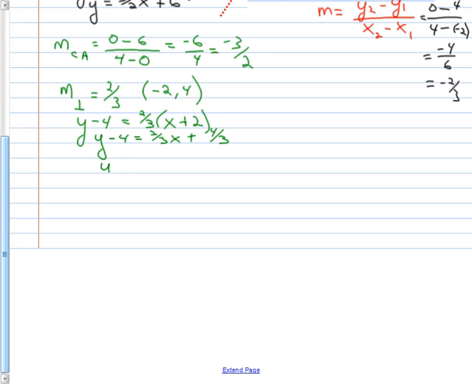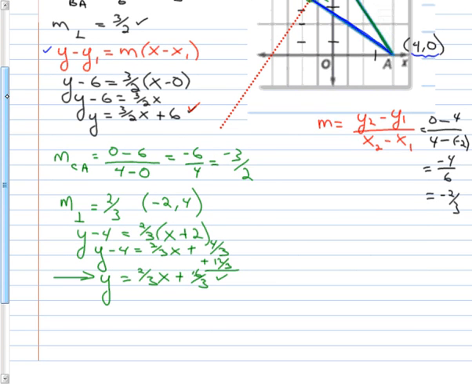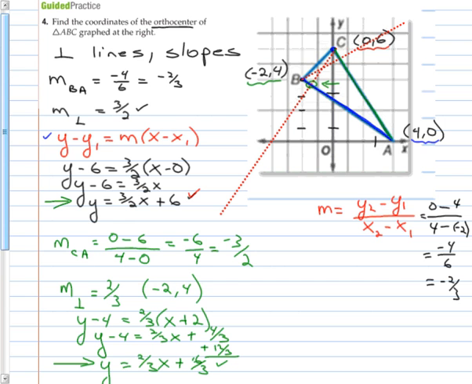I need to add 4. Y equals 2/3 x plus, if I add 4, that would be 12/3 that I'm adding. I need a common denominator. How many thirds? 4/3 and 12/3 makes how many thirds? 16/3. Now what I have are two equations that intersect. This black one is the equation of the altitude from point C. The green one is the equation of the altitude from point B.